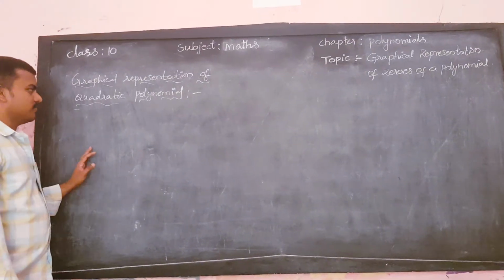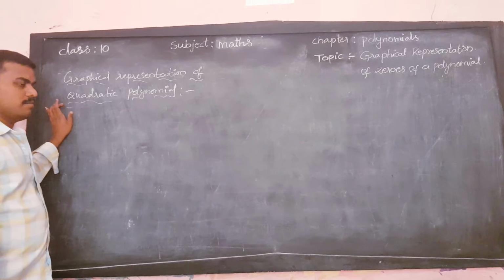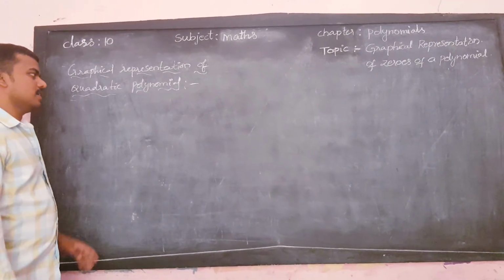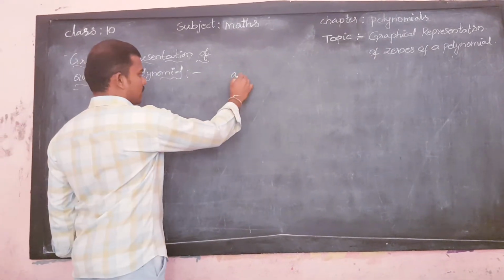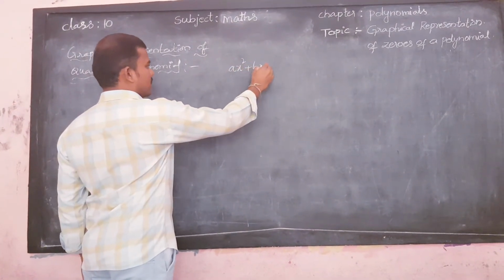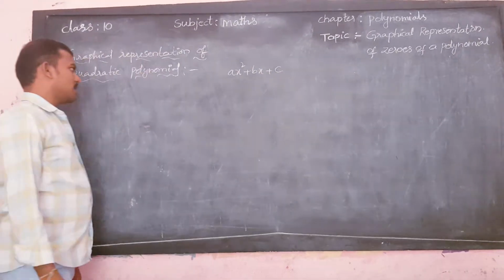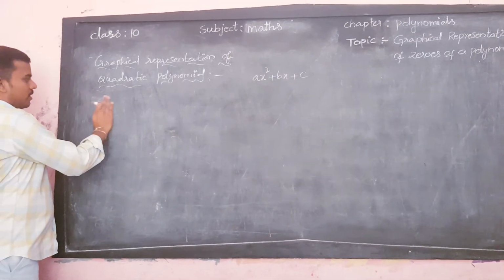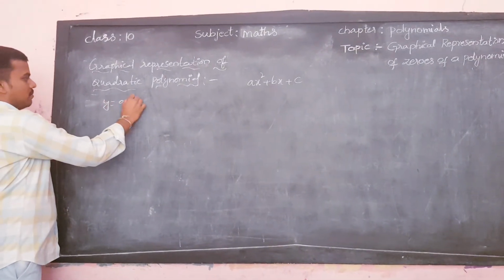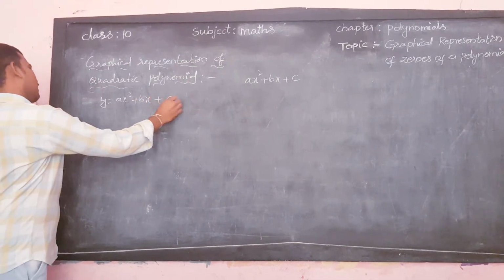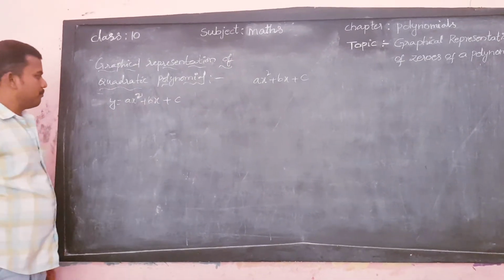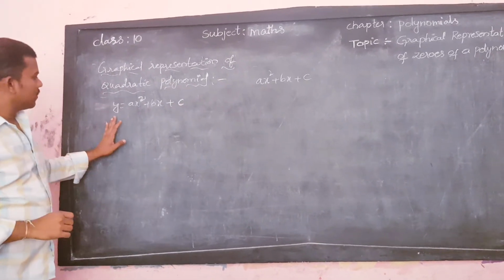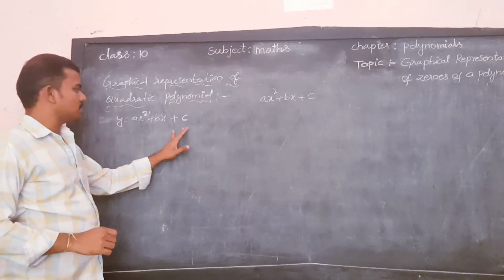Graphical representation of quadratic polynomial. A polynomial of degree 2 is called a quadratic polynomial. The general form of quadratic polynomial is ax square plus bx plus c. So the graph of quadratic polynomial y equals ax square plus bx plus c is a U-shaped graph.